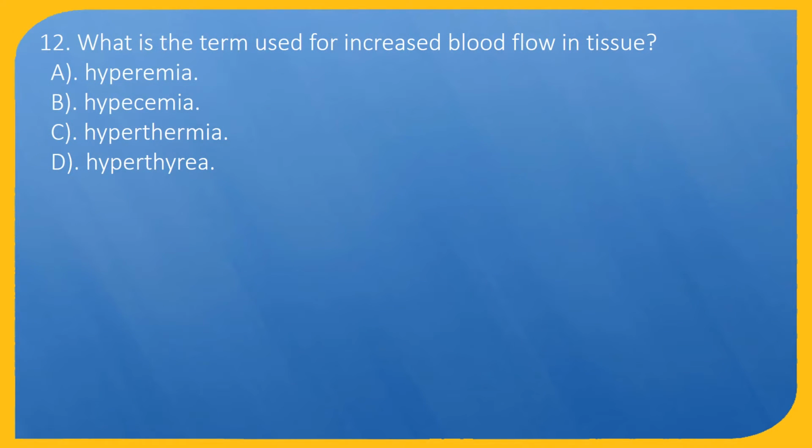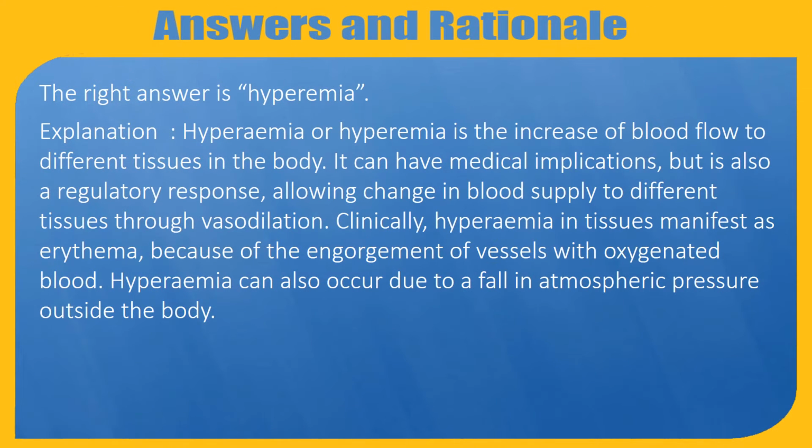Question 12. What is the term used for increased blood flow in tissue? A. Hyperemia. B. Hypoxemia. C. Hyperthermia. D. Hyperthyroid. The right answer is hyperemia. Explanation: hyperemia is the increase of blood flow to different tissues in the body.